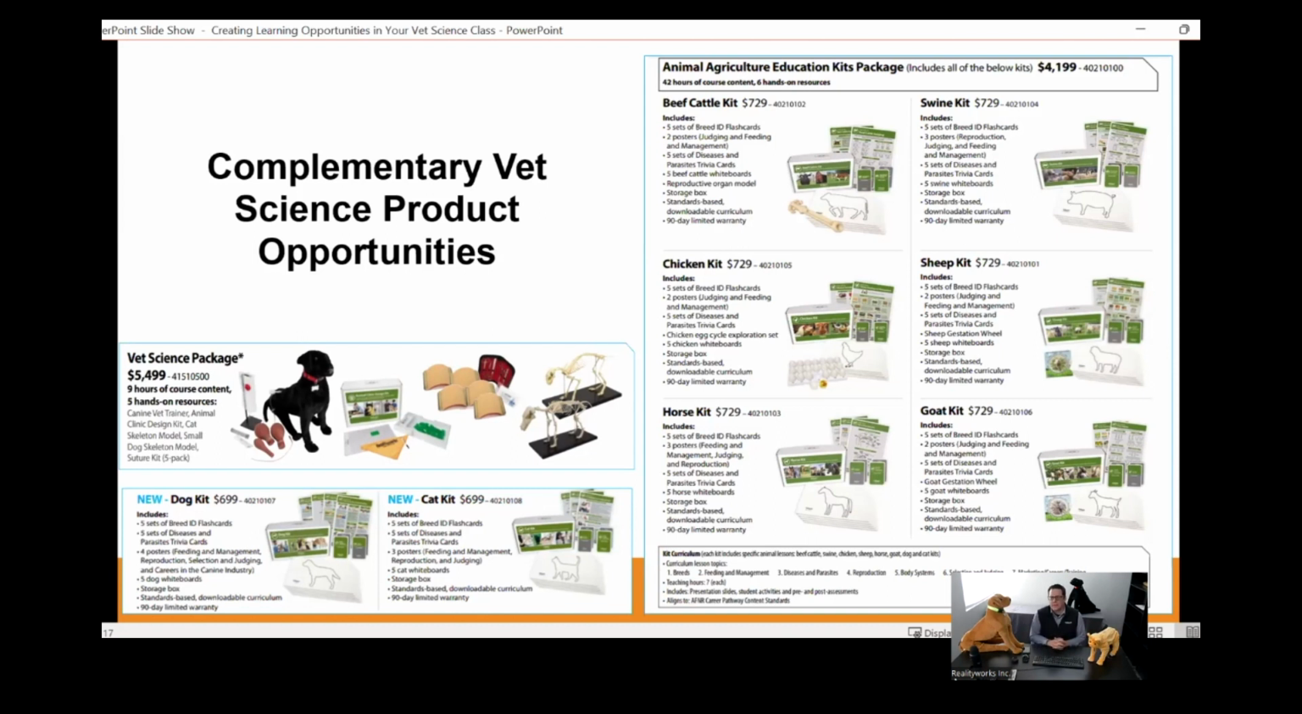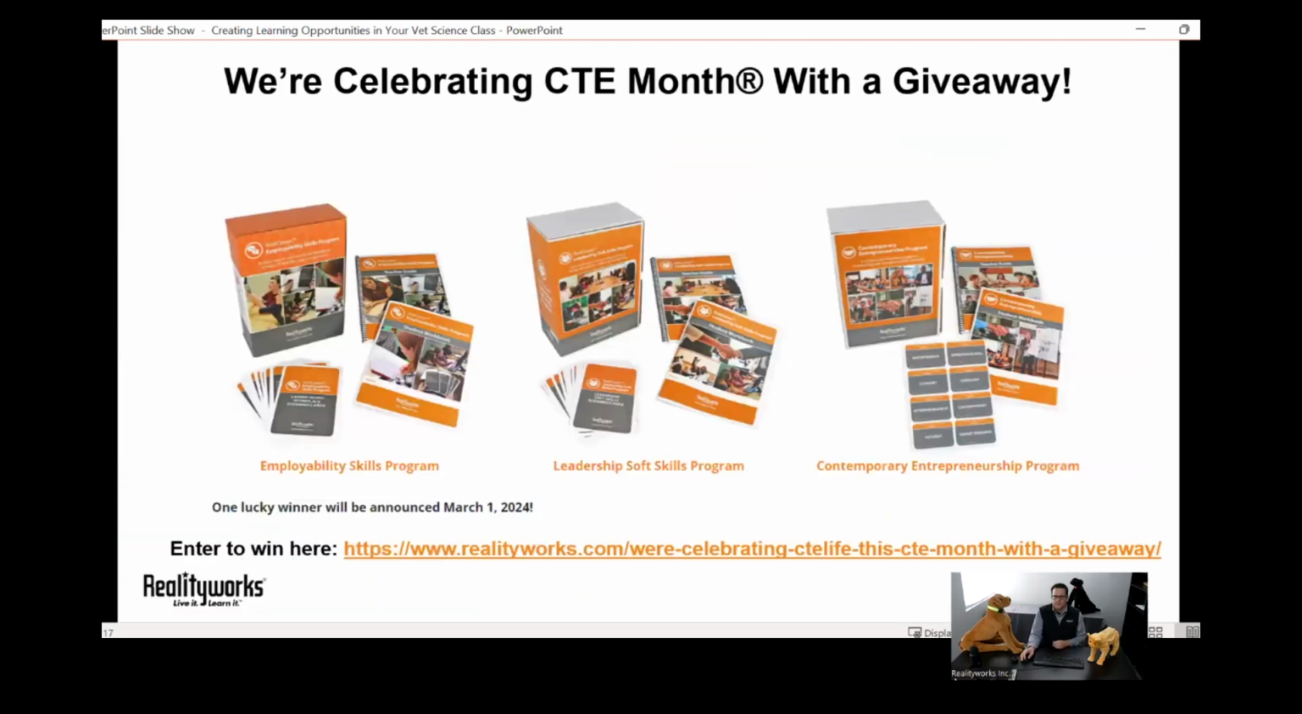We also have a lot of kits, getting students to understand different types of breeds, different types of feeding, diseases that come through, different types of the reproduction process, all the different things that you want to work with your students on to have a good understanding of what they might be seeing in that vet science world.